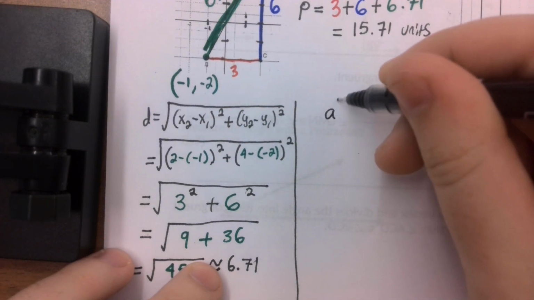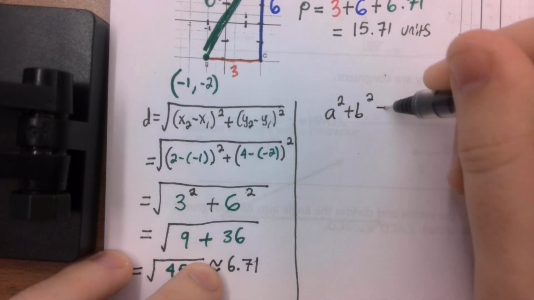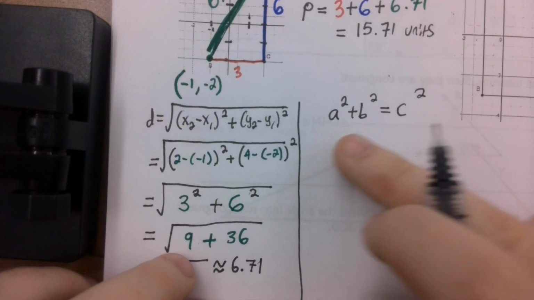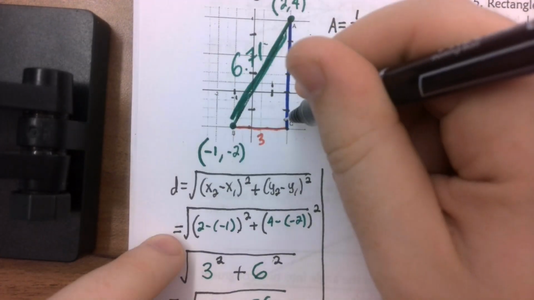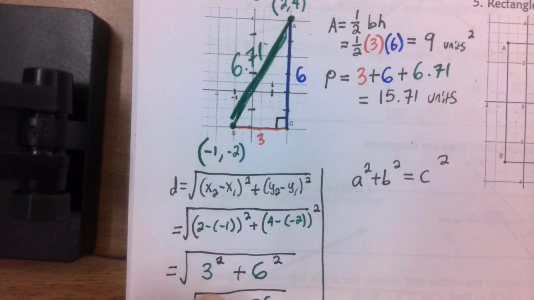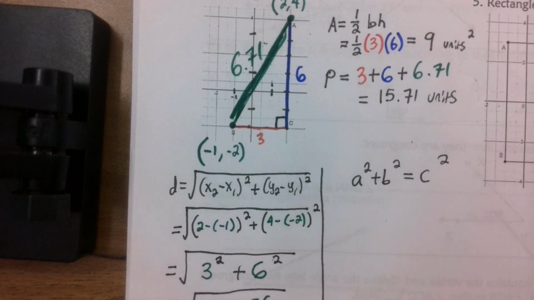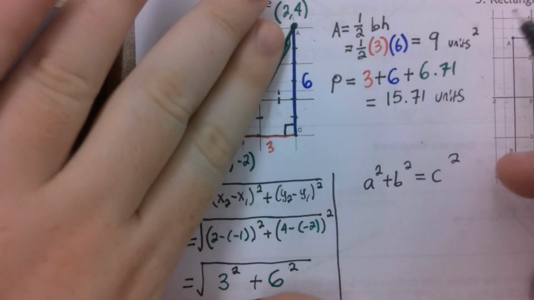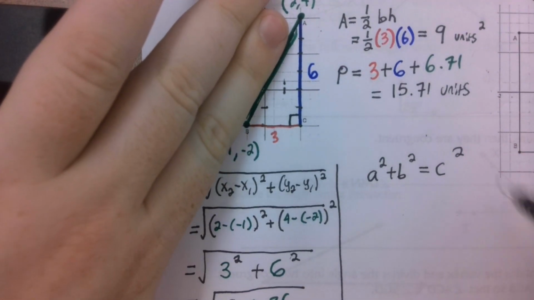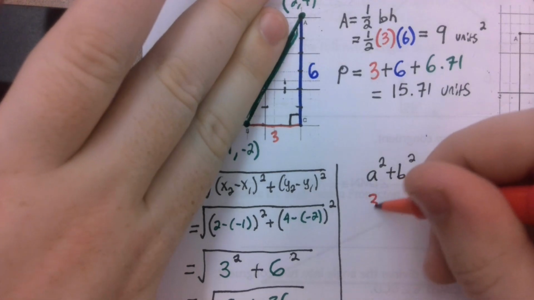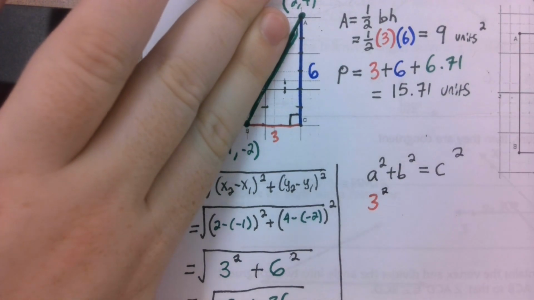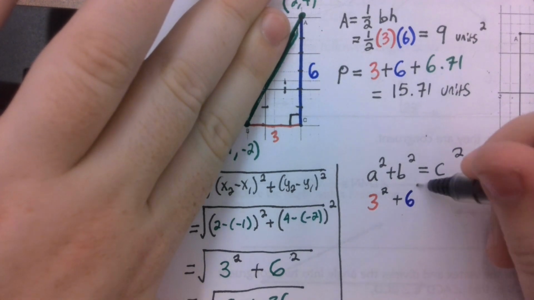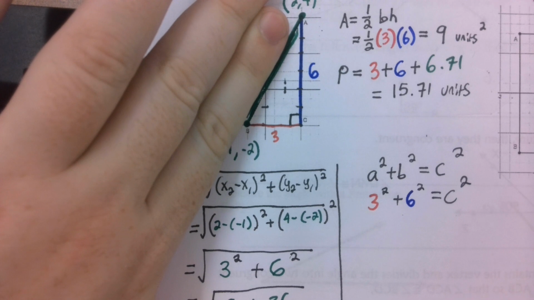The other way of doing this is to do a squared plus b squared equals c squared. So when we take these sides, remember that anytime there is a right triangle, you can always use the Pythagorean theorem, a squared plus b squared equals c squared. If we didn't know this side was 6.71, we would basically be left with the problem of 3 squared plus 6 squared. 3 squared plus 6 squared equals c squared.